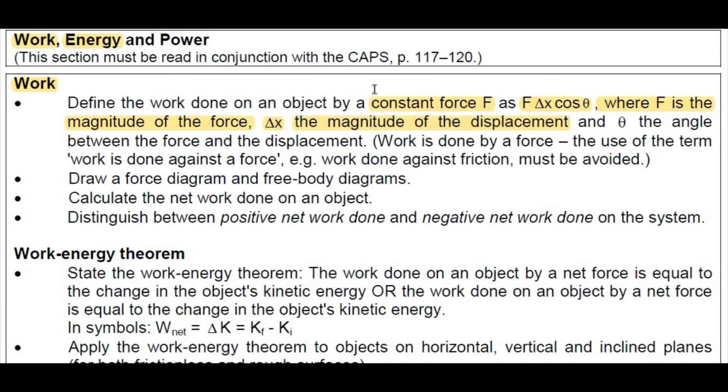If your object was moving vertically, this would actually be a change in y, given that the work done is in the direction of the displacement, or parallel to it. The angle theta, which is a very important thing, is the angle between the force in question and the displacement. I say the force in question because sometimes you might be asked to calculate the work done by friction, so you should be able to find the angle between the force of friction and the displacement.